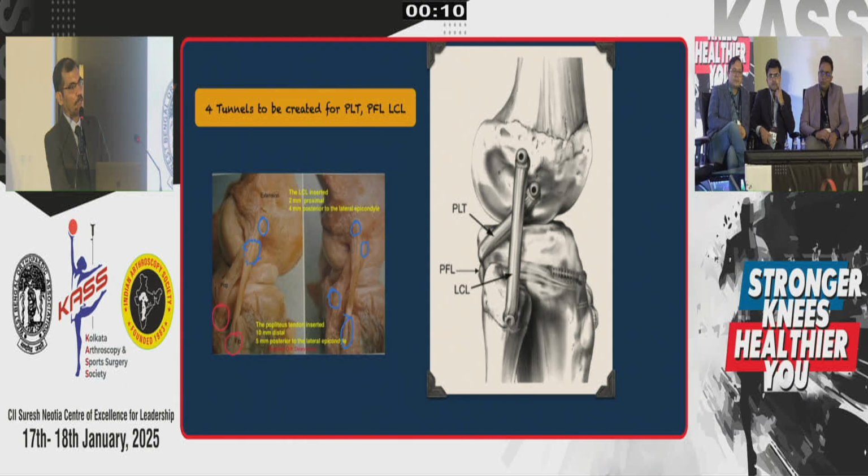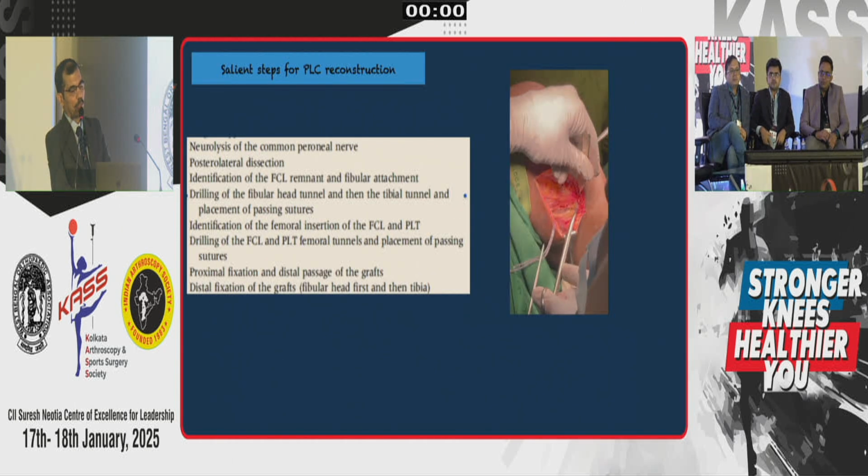For LCL and PLC injury, you have to make 4 tunnels: 2 tunnels in the femur, 1 tunnel on the tibia and 1 tunnel on the fibula. The landmarks have already been described, so no need to keep emphasizing that. Always isolate the common peroneal nerve when you are doing a lateral side injury, because there is a chance that you can injure it. If you isolate from the neck of the fibula right up proximally and release the peroneal fascia also, then you are absolutely safe from peroneal nerve injury.